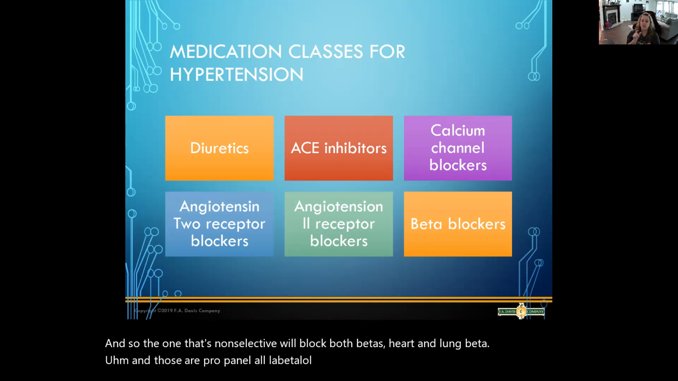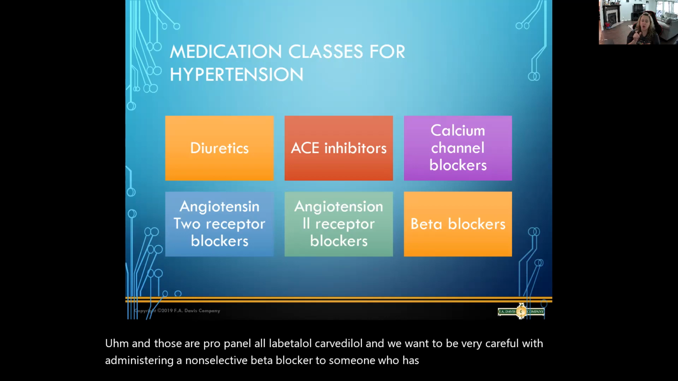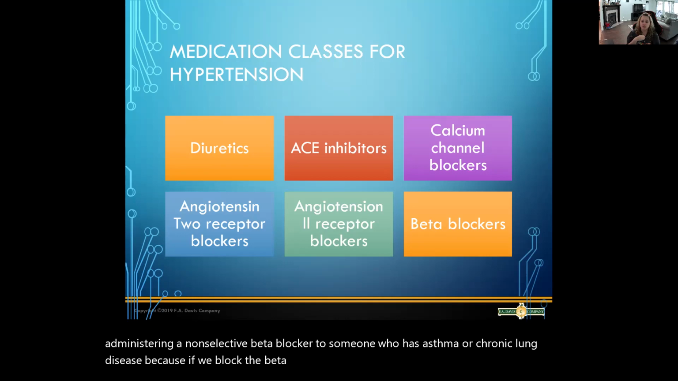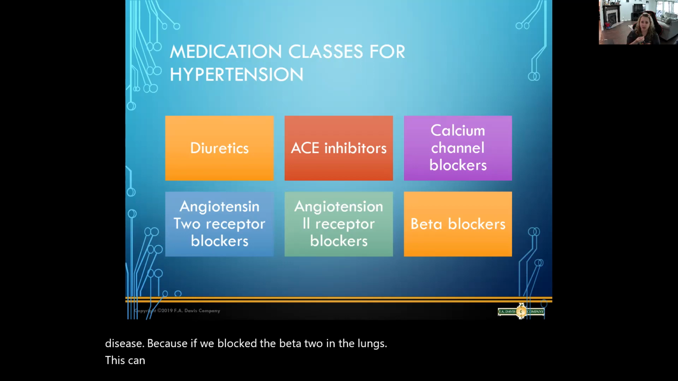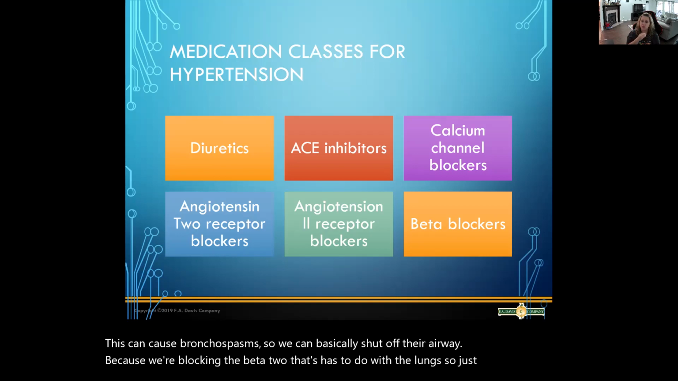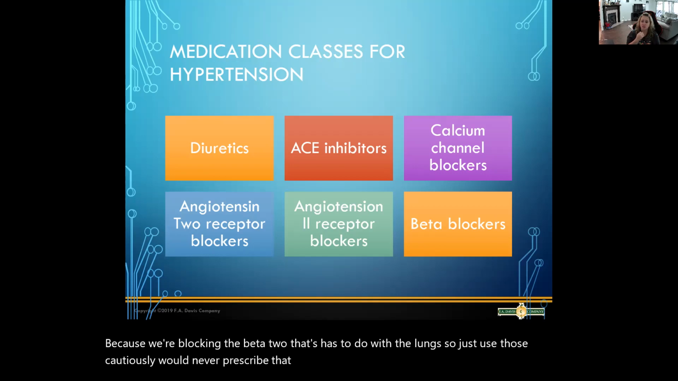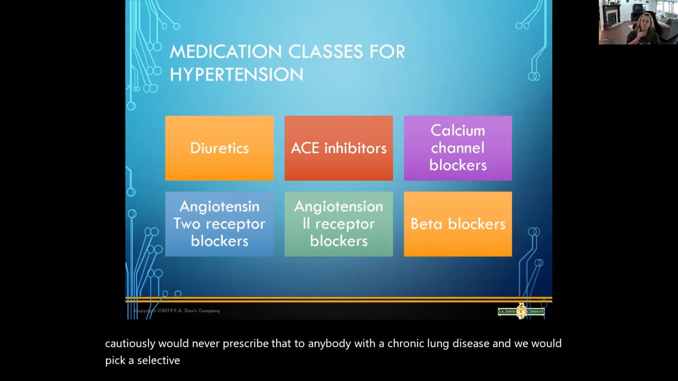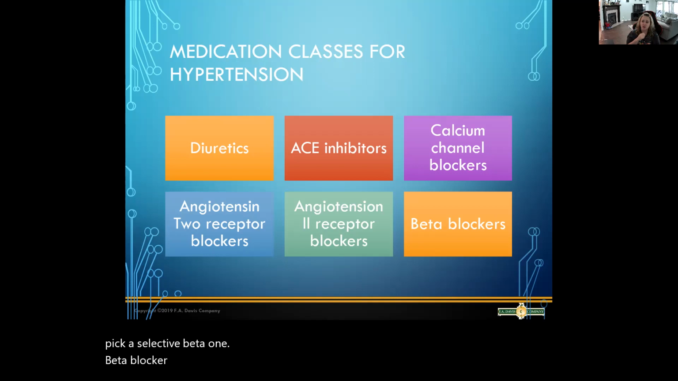And we want to be very careful with administering a non-selective beta blocker to someone who has asthma or chronic lung disease, because if we block the beta 2 in the lungs, this can cause bronchospasms. So we can basically shut off their airway because we're blocking the beta 2 that has to do with the lungs. So just use those cautiously. We would never prescribe that to anybody with a chronic lung disease. We would pick a selective beta 1 beta blocker for anybody who has chronic lung disease.